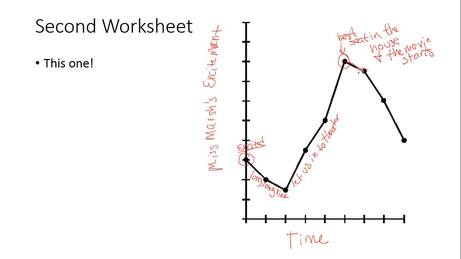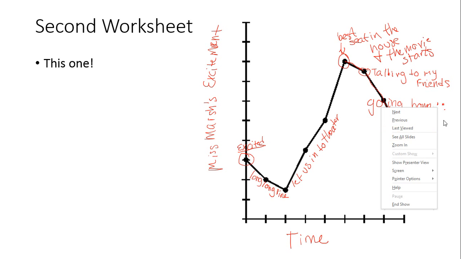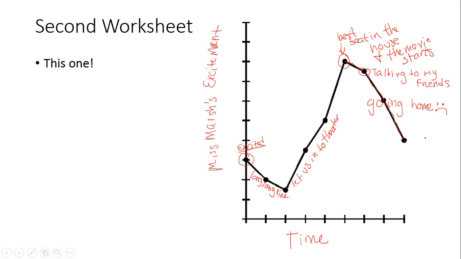I talk with my friends a little bit about it. This is me talking to my friends. And we're excited, and we're having a lot of conversations about all the good things that were in it. And then I realize, oh no, I have to go home. So this is me going home right here. And I'm kind of sad about it, but this is me going home. That is me going home, and I'm quite sad about it.